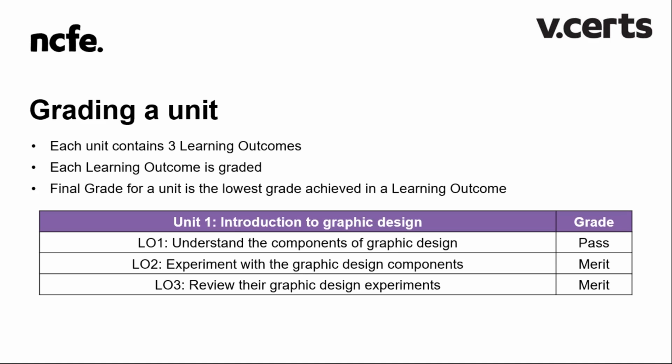So if they get a pass in one outcome, as we can see in this example, and merits in the other 2 outcomes, then the final grade for the unit is still a pass. They need to have all learning outcomes at a merit in order to judge the unit as a whole to be at a merit. This isn't the case, thankfully, when it comes to combining all the units together. There is compensatory grading when we're looking at all 4 units fully completed. But within a single unit, the lowest grade they get in a learning outcome would be their final grade for that unit overall.